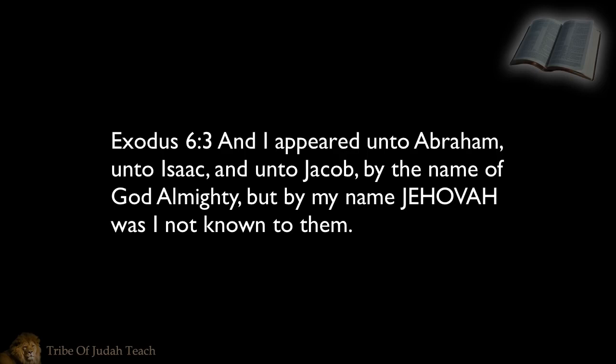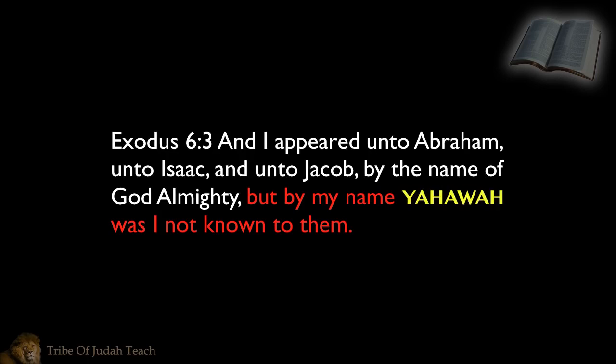Let's read it. It says, and I appeared unto Abraham, unto Isaac, and unto Jacob by the name of God Almighty, but by my name Jehovah was I not known to them. So it says the Most High appeared unto Abraham, Isaac, and Jacob by the name of God Almighty, but by my name Jehovah was I not known to them. Now, when you look up this word Jehovah in the Hebrew, it says Yahweh. So people say, see, Abraham, Isaac, and Jacob, they didn't know the name Yahweh. That's not what it's saying.